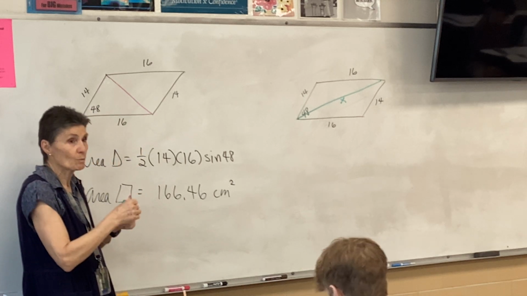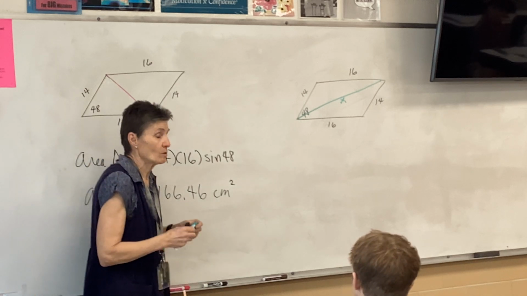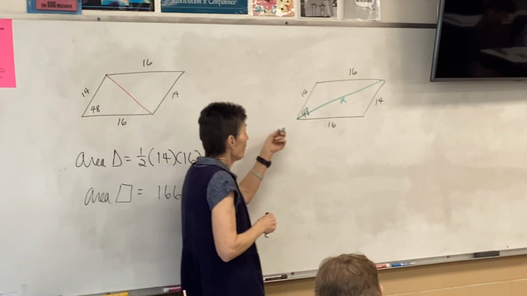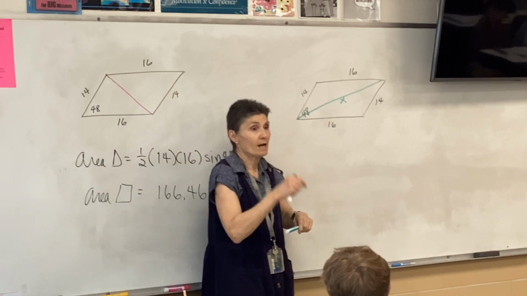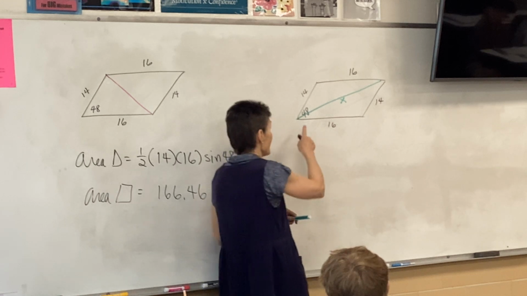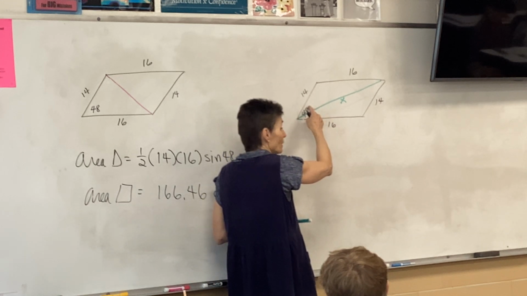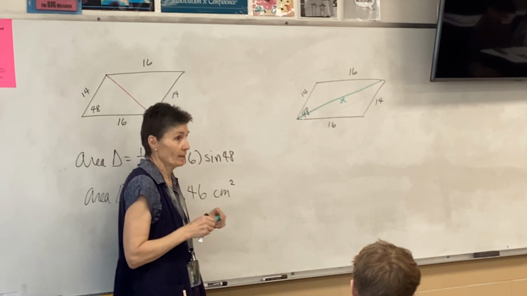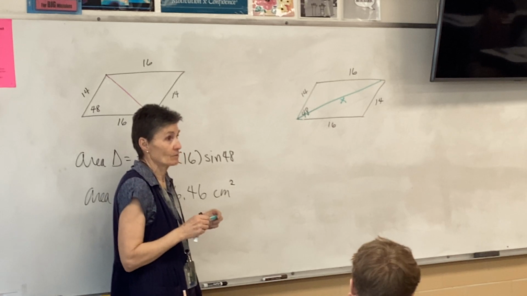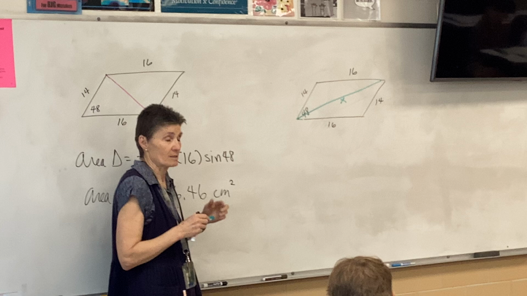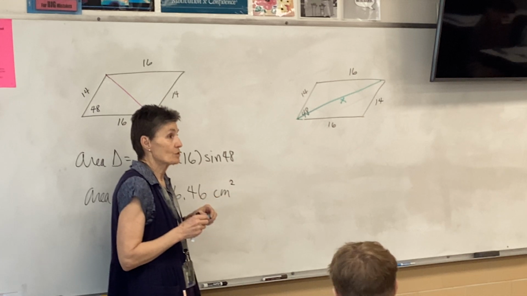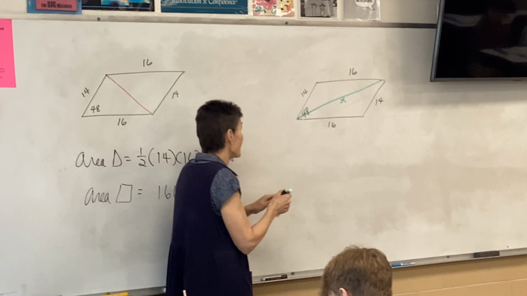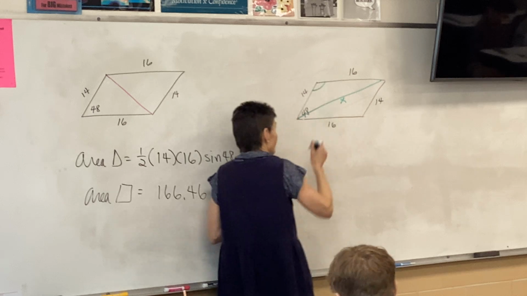Now, here's where things always mess us up if we're not thinking. When I draw in that diagonal, it does not bisect the angle. So don't think that that's 24 and that's 24. It is not. The diagonals of a parallelogram do not bisect the angles. The diagonals of a rhombus do, but this isn't a rhombus. So don't use that. Instead, we need to find this angle.